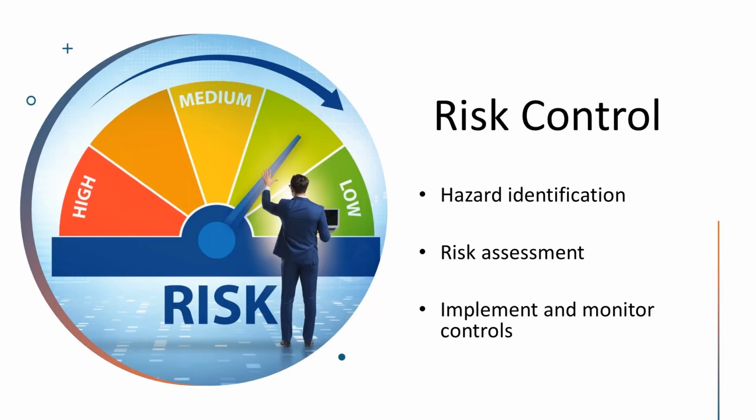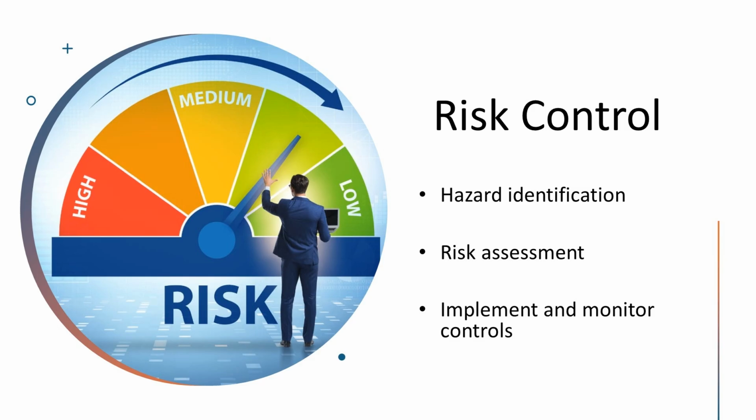Risk control includes 1. Identifying hazards. 2. Assessing risk levels. 3. Implementing controls. 4. Monitoring effectiveness. Effective risk control prevents accidents and legal issues. Supervisors must ensure controls are implemented and maintained.